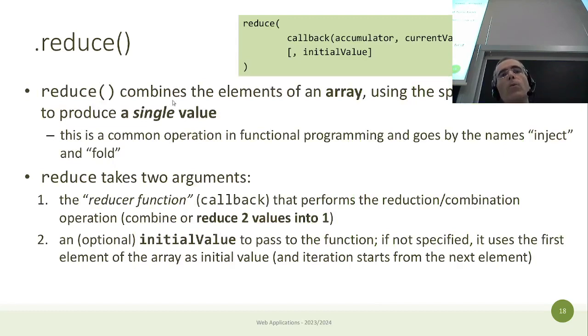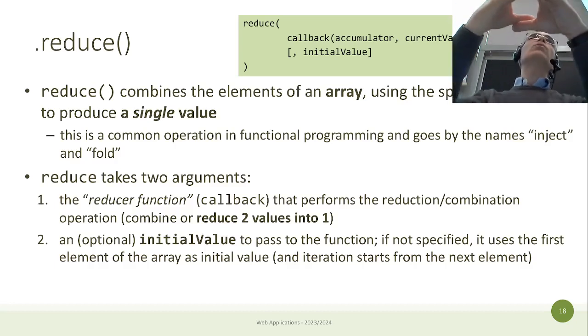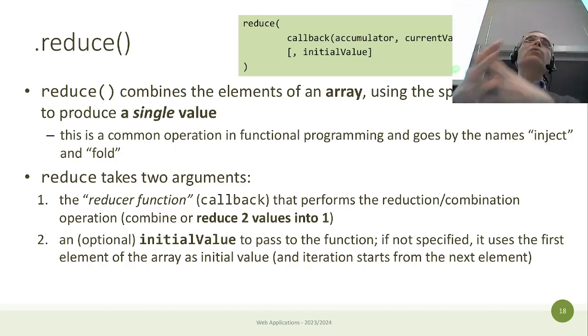Reduce. Well, reduce is a bit different from the rest because, as I told you, it combines the elements of an array and uses a specified function to produce a single value. Any type of value is fine, but typically numbers, though this is not really required. This is a common operation in functional programming, which goes by the name of inject and fold. So first, you map the data that you have, so you process each one of them in some way. And then you combine them, fold them, into a single value. That's more or less the same approach that Google introduced quite a number of years ago: MapReduce, that's why the name.